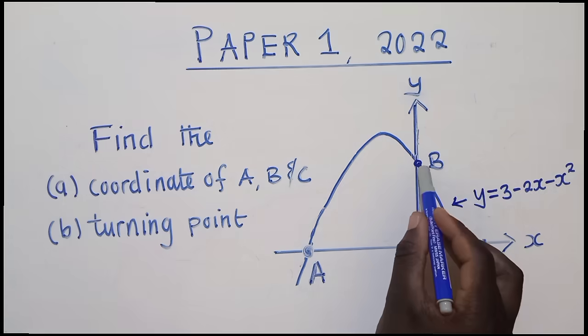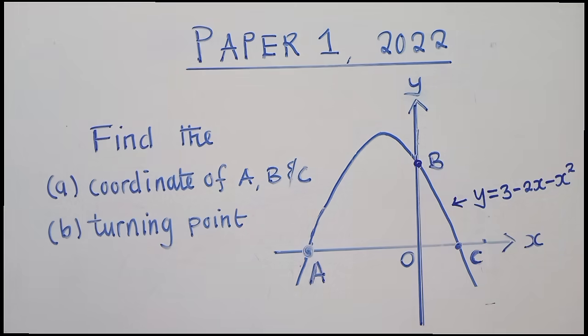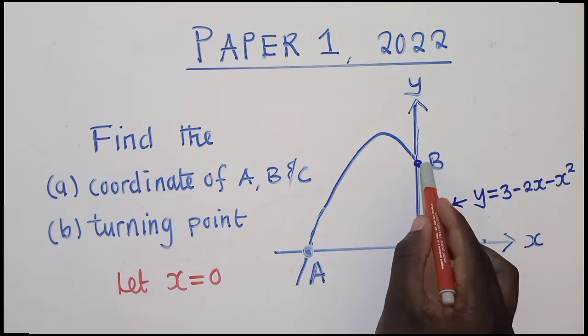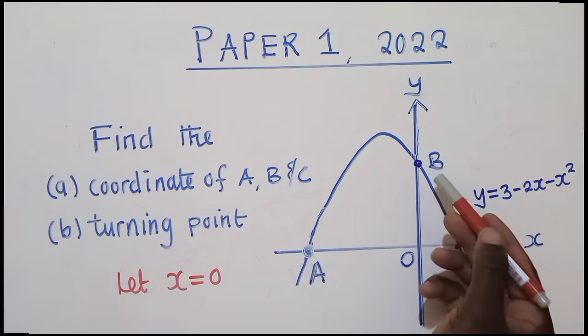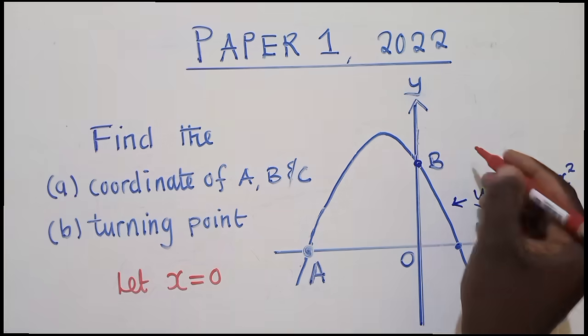So let's start with the point B. We want to know the coordinates at point B. We are going to use what we call Y intercept, okay? So at this point on the y-intercept, we shall say let x be equal to 0. Where the graph is cutting the y-axis, the x will be 0 at this point. So it will look like this.